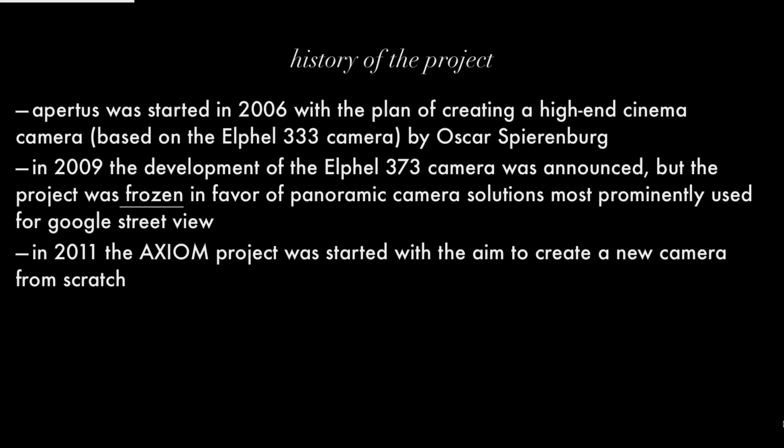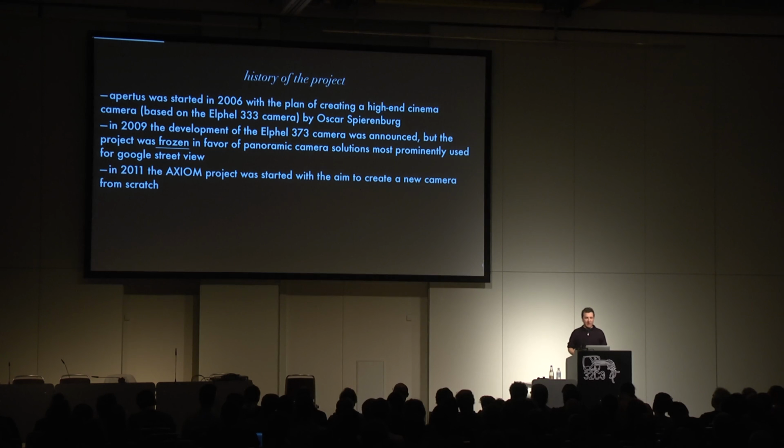So in 2011, the AXIOM project was started because it was clear in 2011 that there was no chance that Elphel would bring in a more professional or a new camera, which was actually announced several times but was never released. So the idea was to start from scratch, and we didn't know at this time.